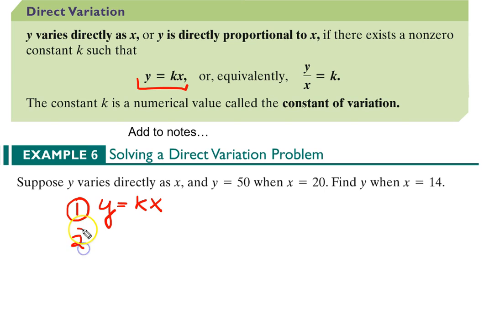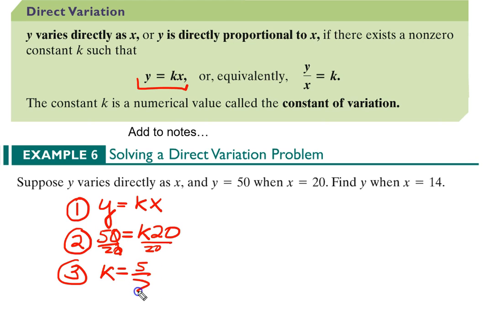For step 2, we put in substituted values for y, which is 50. We don't know our k. We're going to solve for k. And x is 20. Number 3 is we solve for k by dividing both sides by 20. And we then get k equals 5/2.